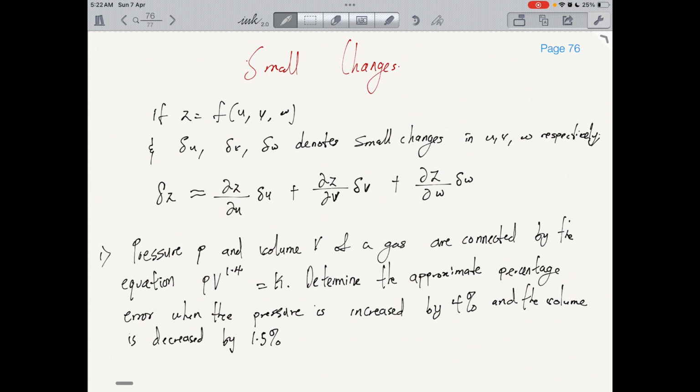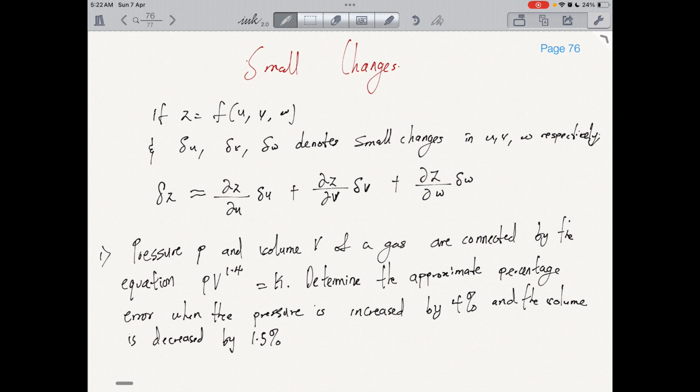Now, if z is given as a function of three variables and the small changes are given as delta u, delta v, and delta w, then the small change in z is approximately the partial derivative of z with respect to u multiplied by the small change in u, plus the partial derivative of z with respect to v multiplied by the small change in v, plus the partial derivative with respect to w multiplied by the small change in w.